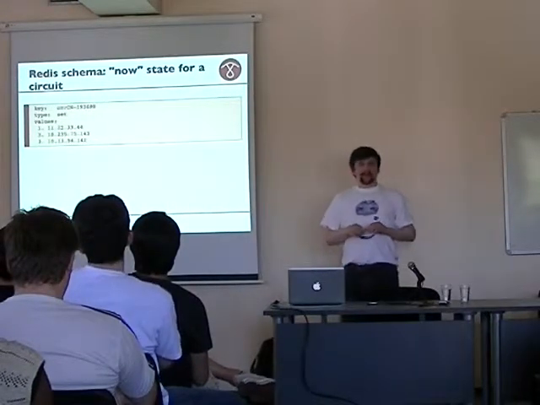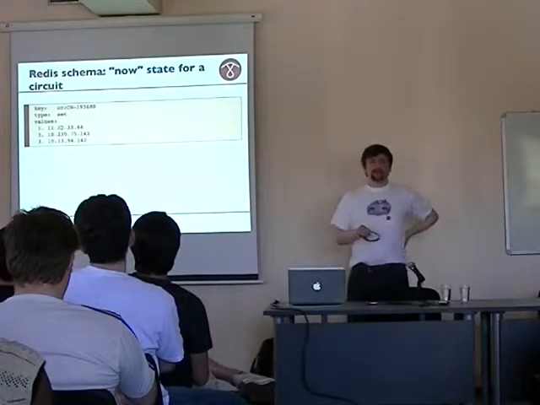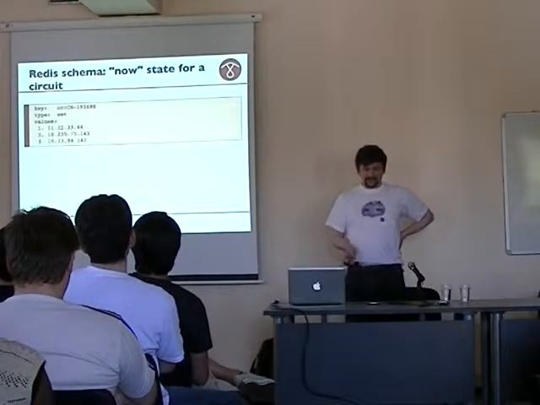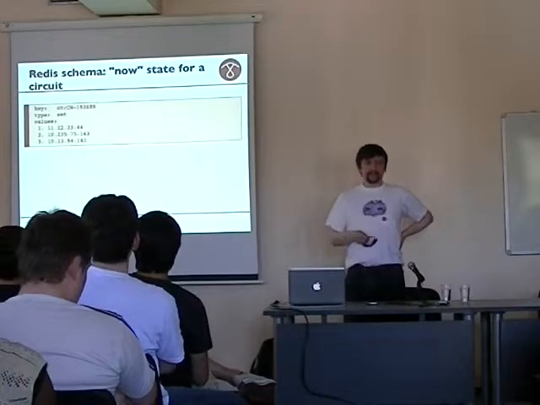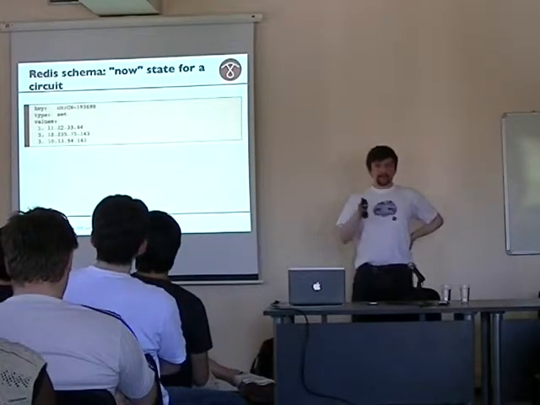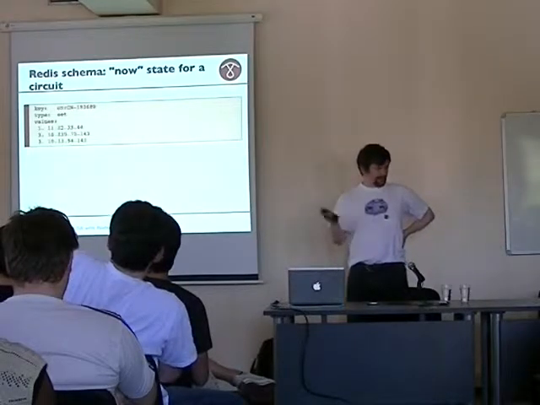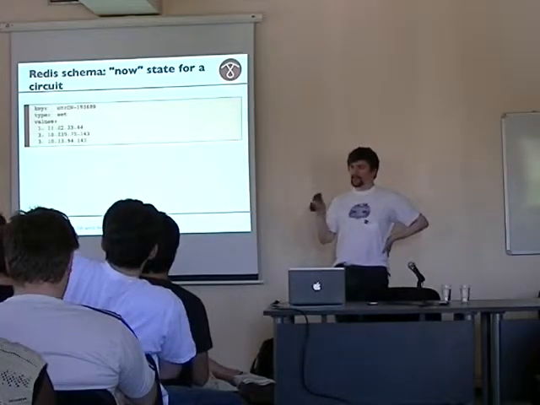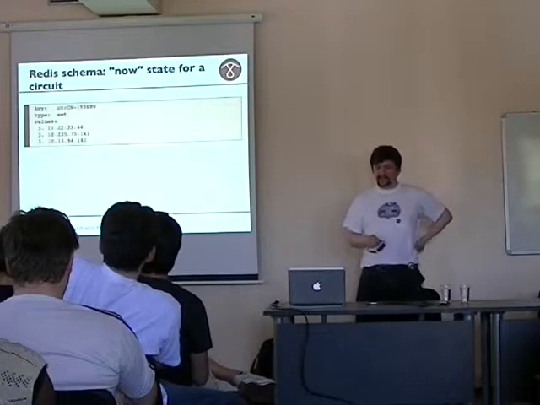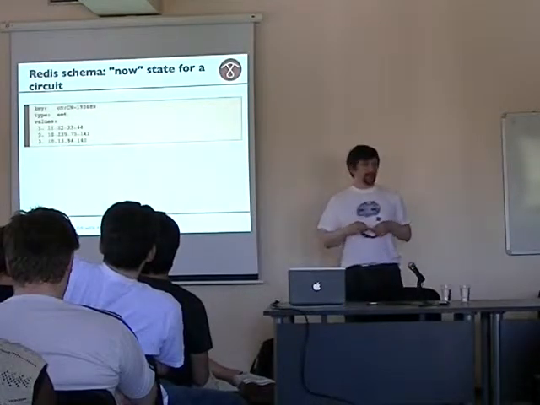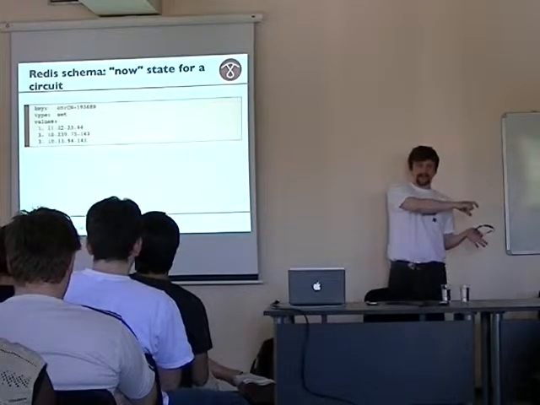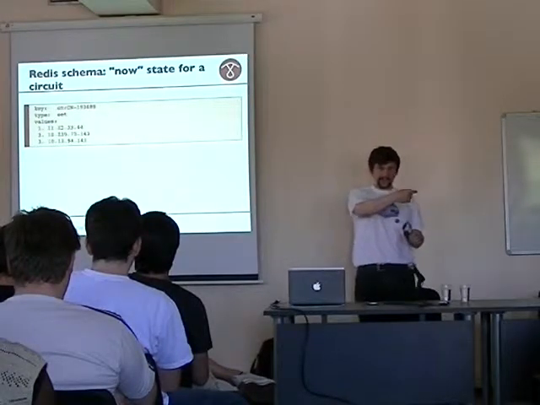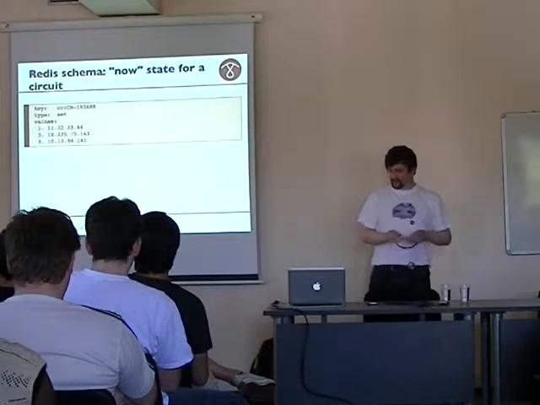So the current state for a circuit is a bit more complex. We are going to use a set for it, because a single customer can have multiple IPs at the same time, right? So here's a typical example when we use a set, and within that set, we are just going to use the IPs, because we can always extract the other data for a circuit, having the IP and having the timestamp.